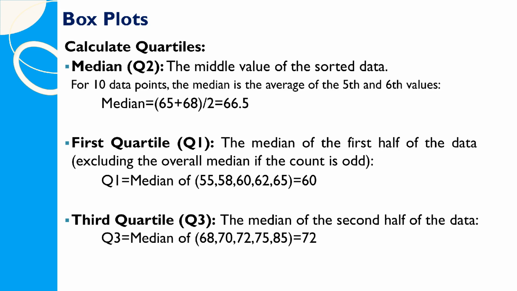Next, find the first quartile, Q1, by calculating the median of the lower half of the data, excluding Q2 if the count is odd, which results in Q1 equals 60. Finally, determine the third quartile, Q3, by finding the median of the upper half of the data, giving Q3 equals 72.